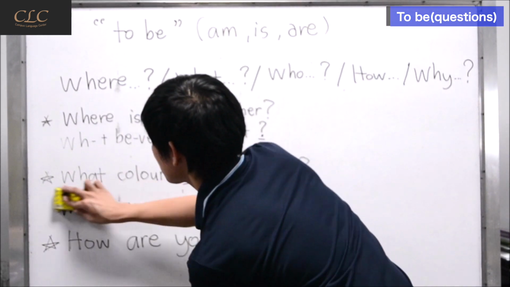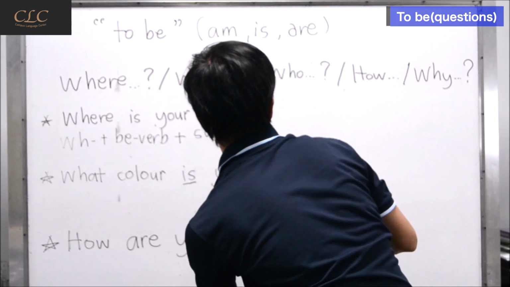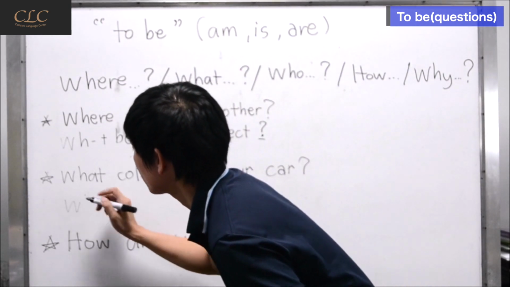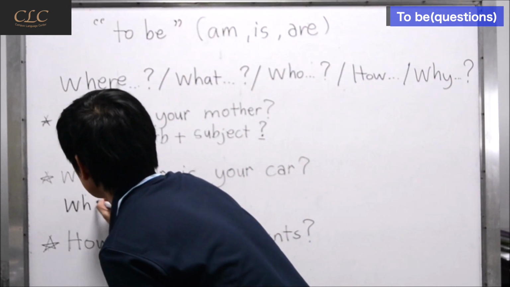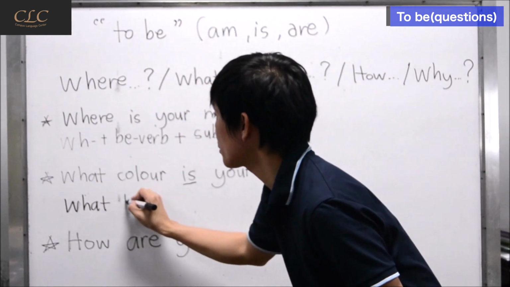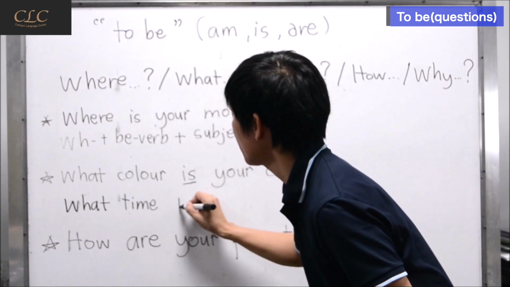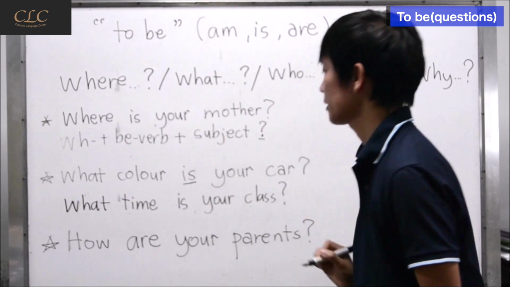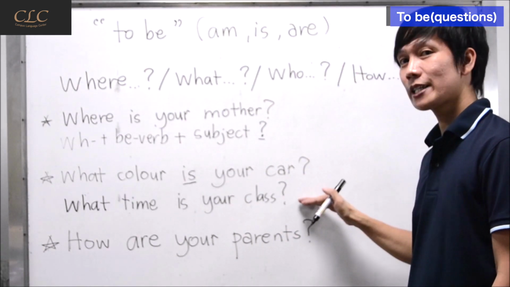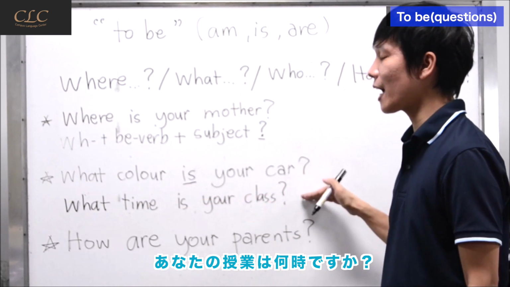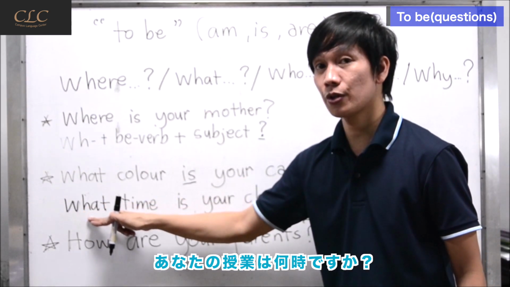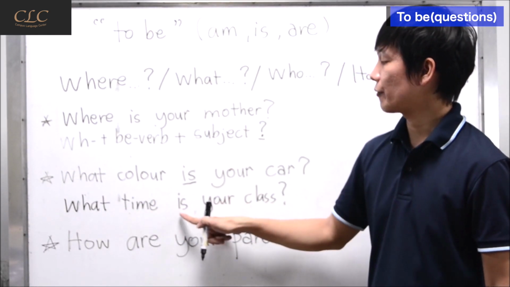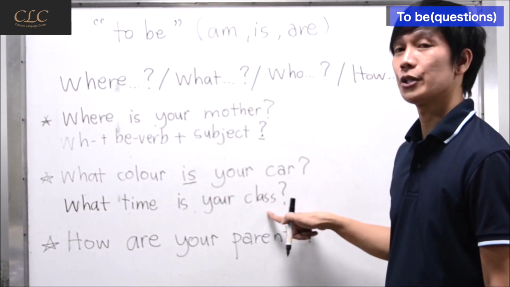Okay, let's erase this one first and make a new example. So, let's use what again, of course. What? So let's use time. What time is your class? You see, we have made another example. What time is your class? So WH question or the relative pronoun what plus the object time followed by the be verb and then our subject, your class.